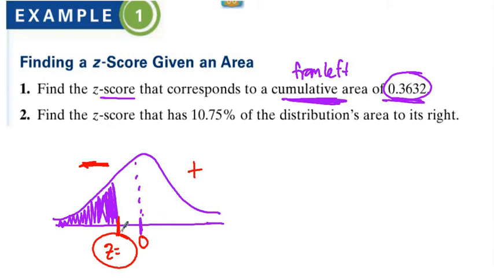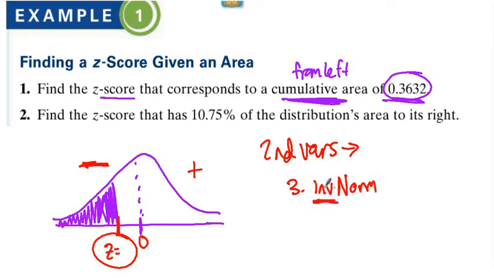Here's what you need to do on the calculator. Go to second vars, and we're not going to pick normal CDF this time. It's a different problem. You go down to number 3, usually, and it says inverse norm. Inverse means opposite, because we're doing the opposite thing here. In the past we were given a z-score and asked to find the area. Now we're being given an area, so we're going in the opposite direction. Pick inverse norm.